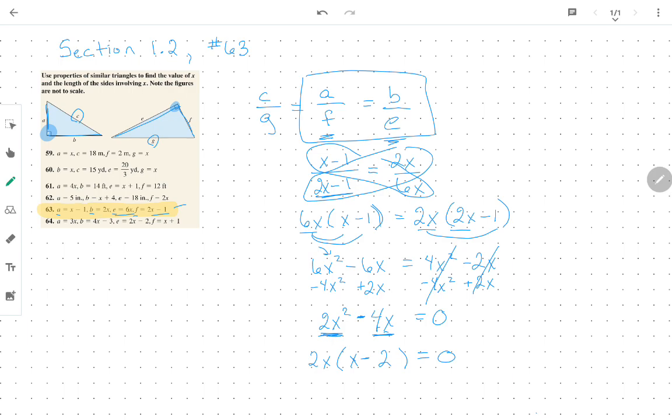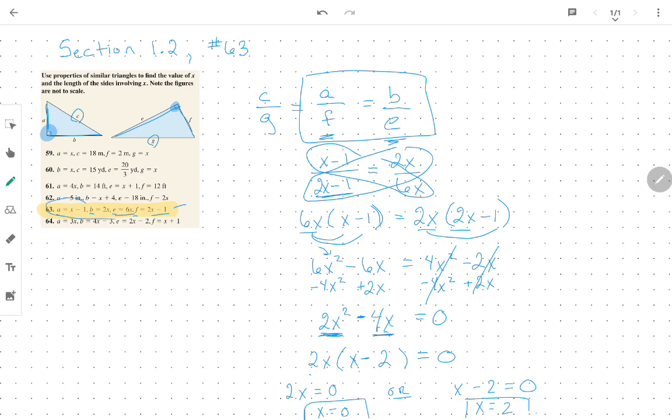Okay. Now I can apply the zero product property, which says if two numbers are multiplied together equals 0, then one of them must be 0. So either 2x equals 0 or x minus 2 equals 0. If 2x equals 0, that means x equals 0. And if x minus 2 equals 0, that would mean x equals 2. So x is either 0 or 2.